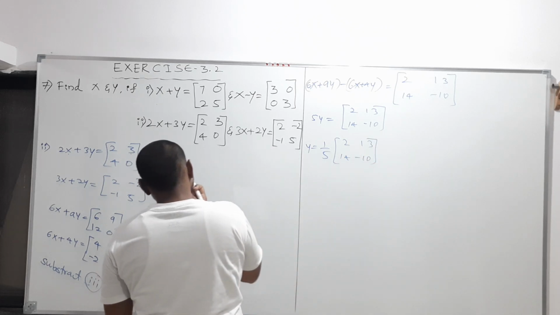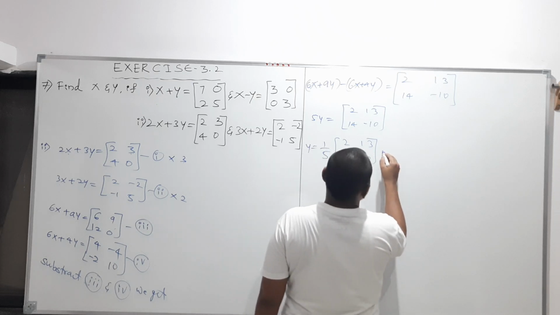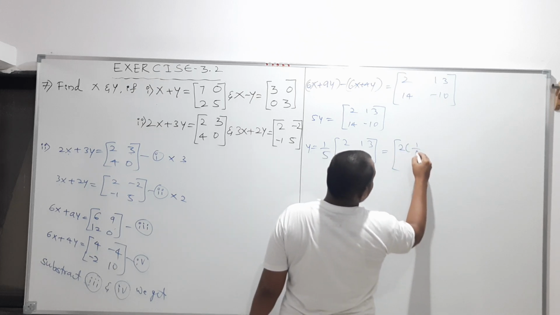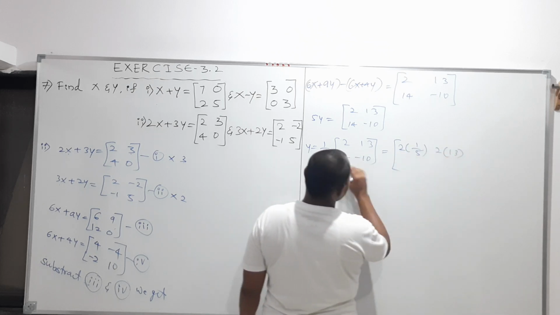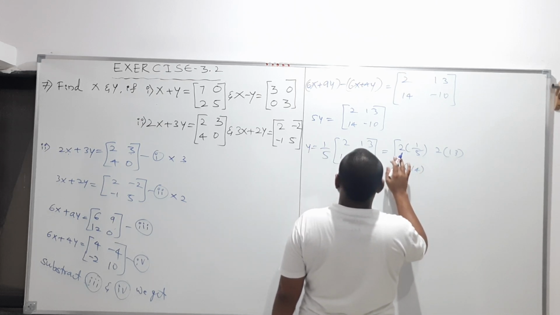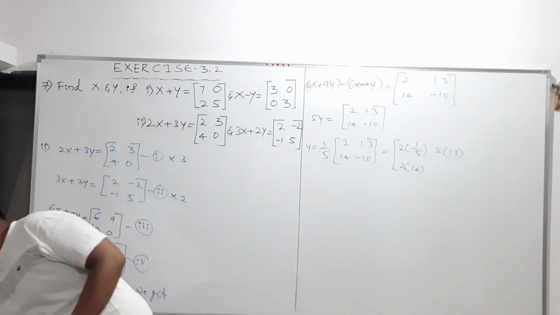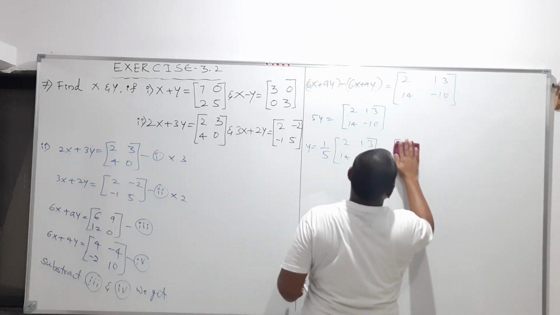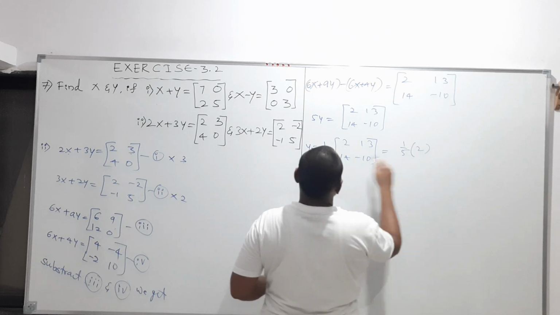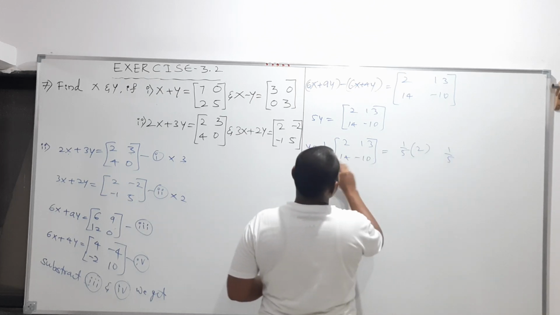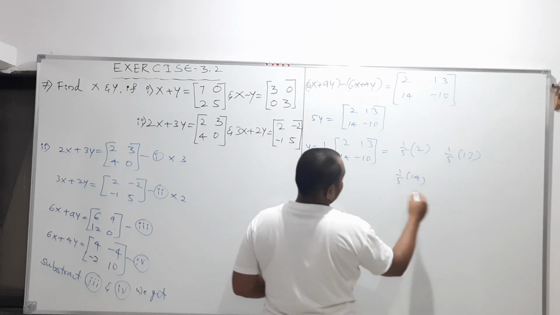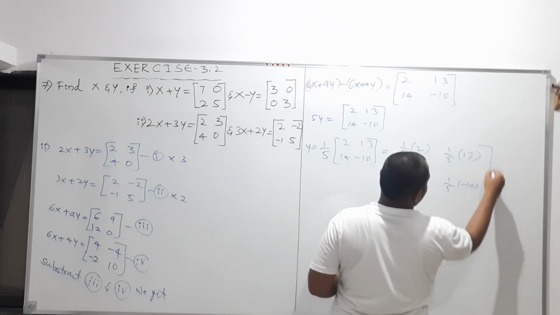Clear? So next, my dear student, I'll take 1 by 5 inside the bracket. Sorry, I should multiply. So it is 1 by 5 into 2, 1 by 5 into 13, 1 by 5 into 14, 1 by 5 into minus 10.